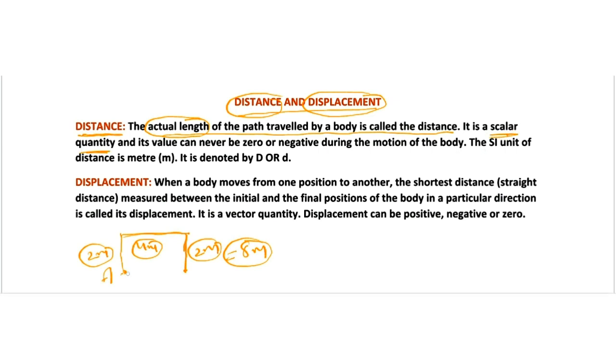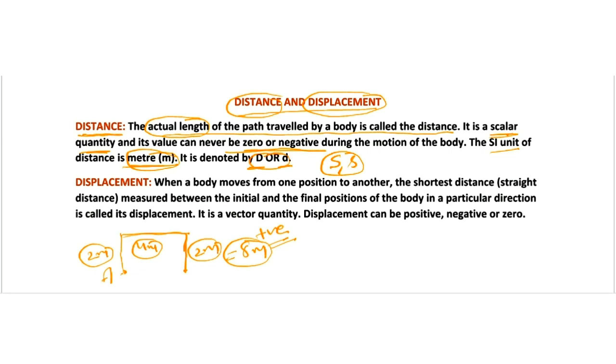So if a body moves, then in that case distance can never be 0 or negative. Distance is always positive. Remember this. The SI unit of distance is meter because it is a length. It is denoted by capital D or small d. In some books it is written capital S and small s. Both D and S are correct.